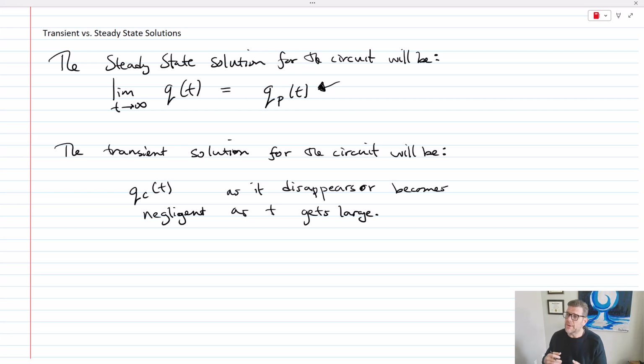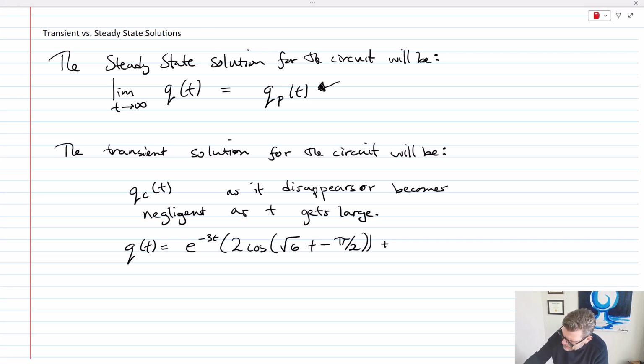The transient solution, which is the one that goes away, hence the word transient, is going to be qc of t, and it disappears or becomes negligible as t gets really large. So let's say, for example, I have q of t, and let's say q of t is e to the negative 3t times cosine, and we'll put it in phase mode form, 2 cosine of square root of 6t minus pi over 2, plus, let's have it be 6 cosine 4t.